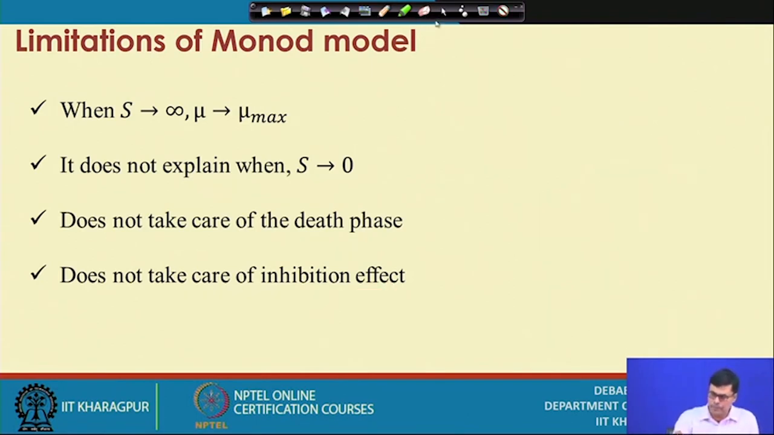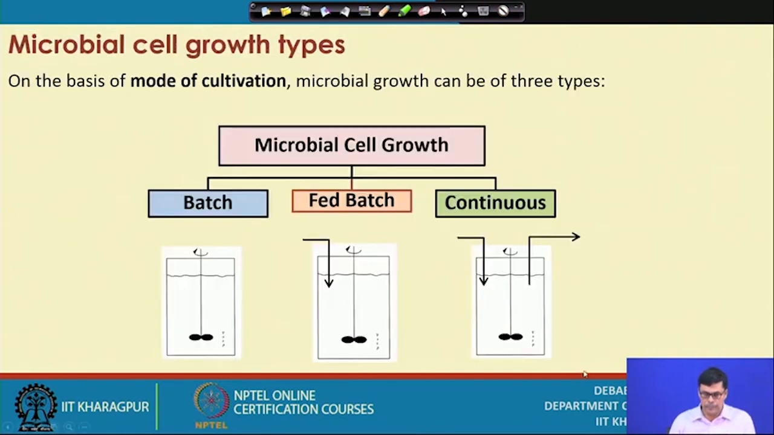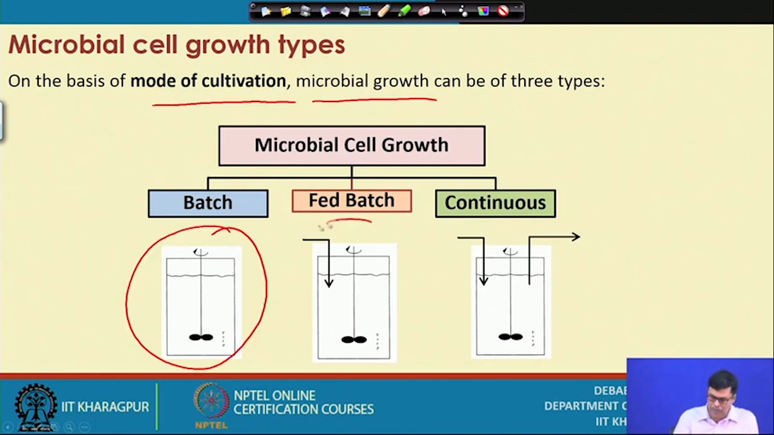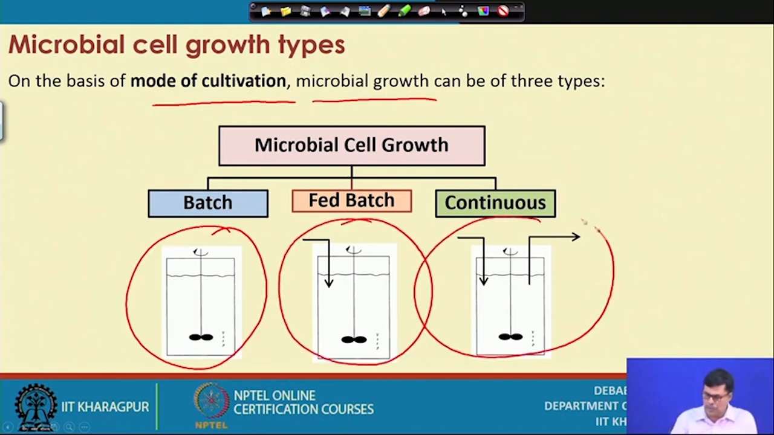Now, if you look at the different modes of cultivation of microbial cells, we have three different types of processes: batch process, fed batch process, and continuous process. Let me explain. In the batch process, you take the material at a time and let it react. After the reaction is over, you take it out. In between, you are not adding anything to the reactor or taking anything out of the reactor.